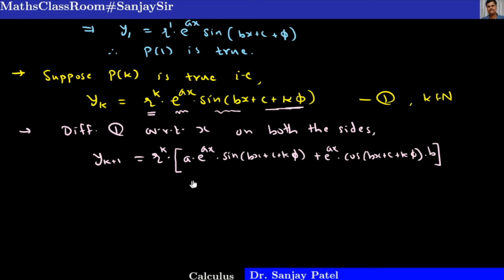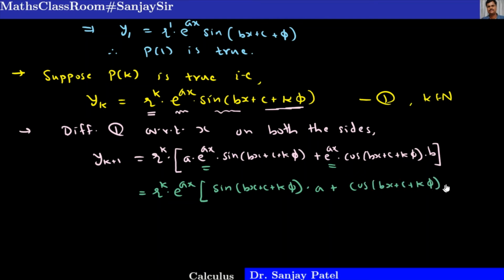Now you can see in these two terms e raised to ax is common. So I am taking e raised to ax as a common factor outside and writing it like this: r raised to k into e raised to ax, and we'll write the remaining things as sine(bx plus c plus k phi) into a, plus cos(bx plus c plus k phi) into b.